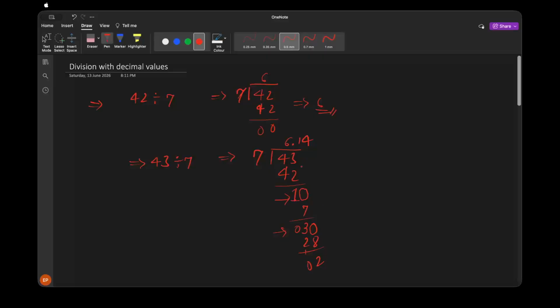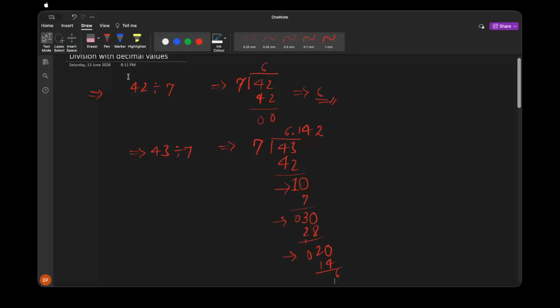Already I kept a decimal point, so I can take another 0. At each step only 1 zero is allowed. If you are willing to take 2 zeros, then there is a different condition. So now it became 20. 7 twos are 14. So I am left with 6. And this continues. It's not going to stop.